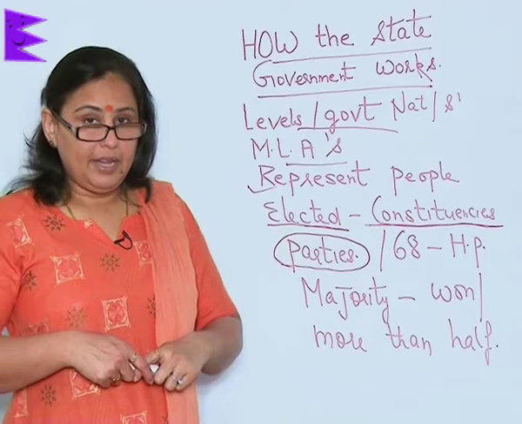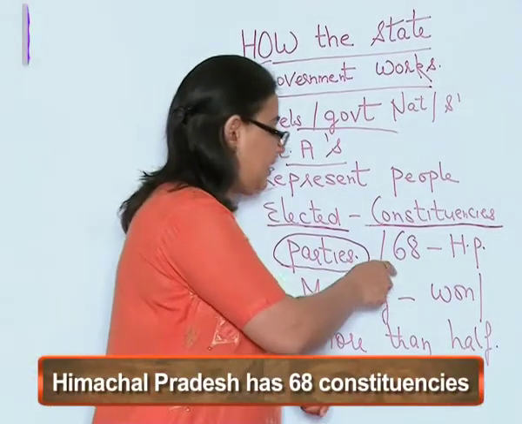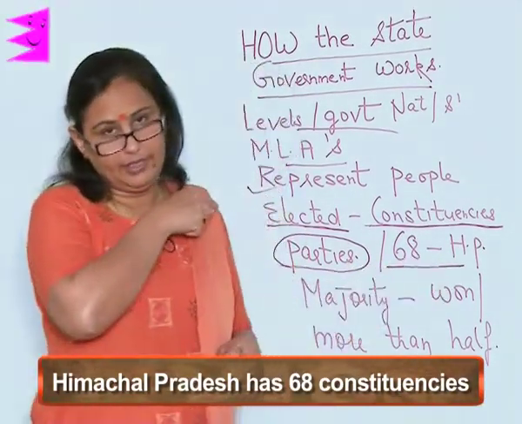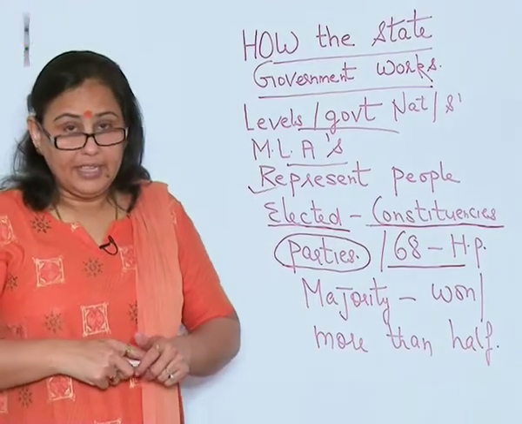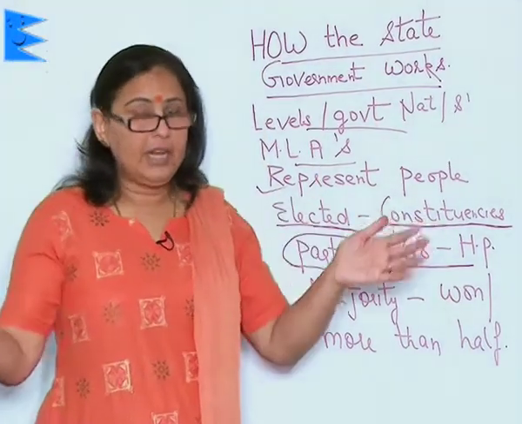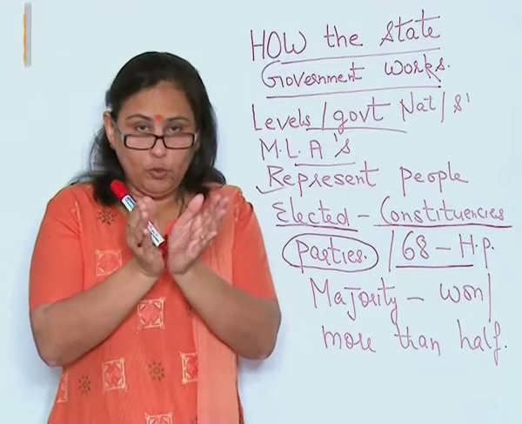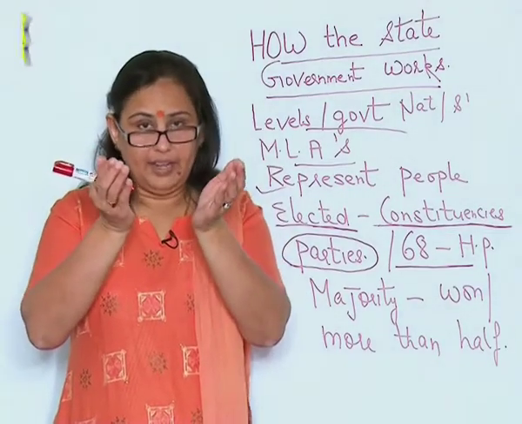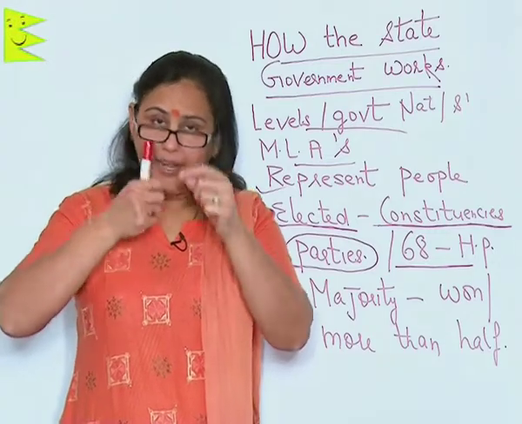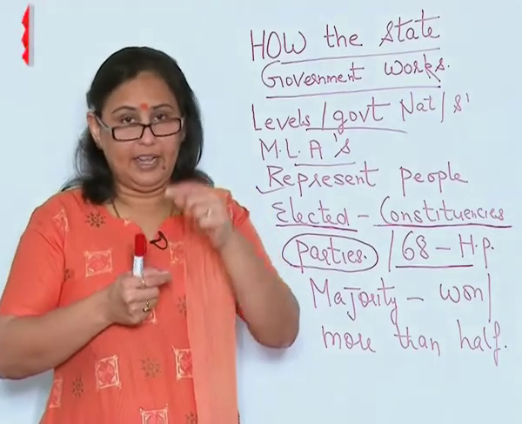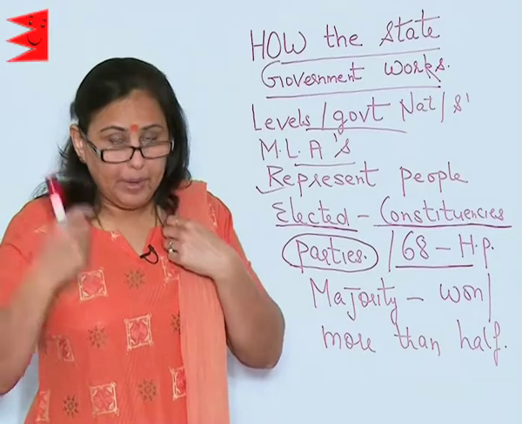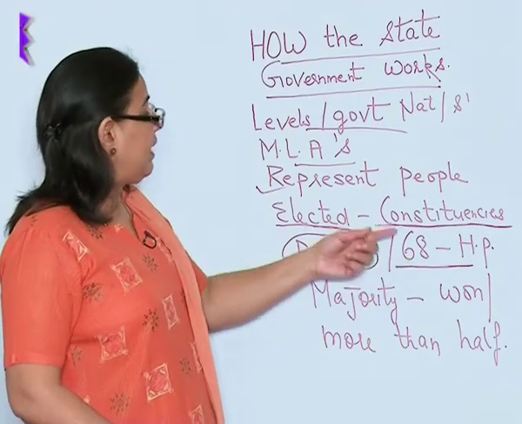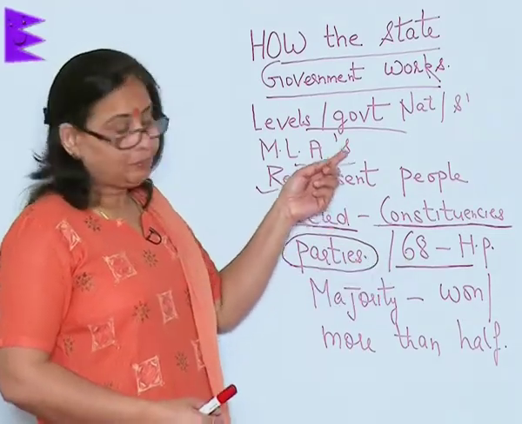For example, in Himachal Pradesh there are 68 constituencies. So, the bigger state gets divided into smaller chunks of areas, and the people of each area elect their representative, the person who goes and becomes the MLA.